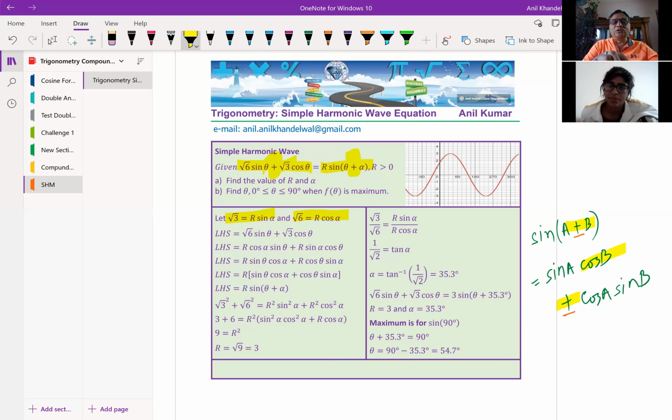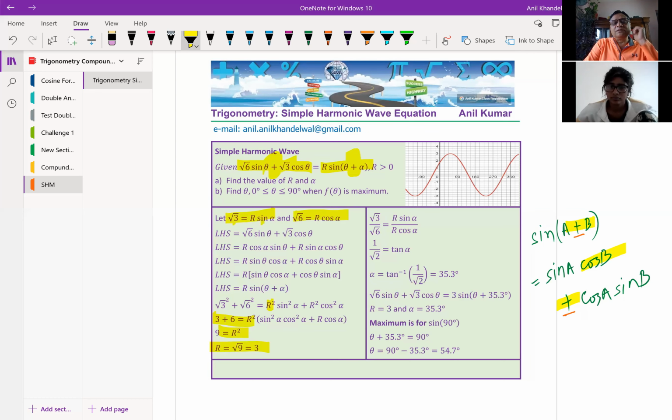So I have again derived the whole thing, going through all the steps. But anyway, the value of r is clear. It is the square root of a square plus b square, right? So 3 plus 6 is 9, and the square root of 9 gives 3. So the r value is 3. Done? And the value of alpha is the ratio of the sine coefficient, square root 3, right?